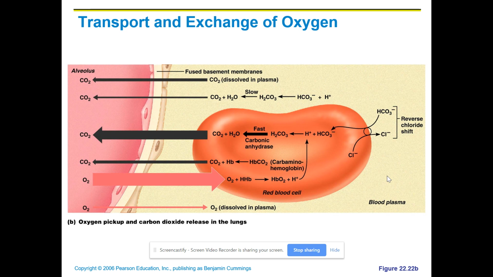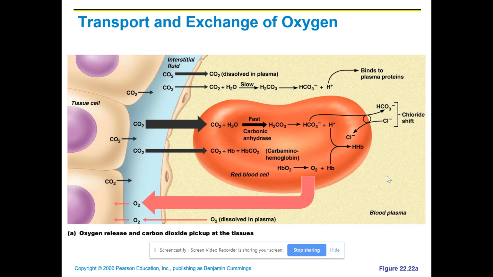This shows oxygen from the alveolus entering the blood. Most of the oxygen is going to enter the red blood cell. It's going to combine with hemoglobin and give us oxyhemoglobin. Remember, a small amount is going to be carried dissolved in plasma. The only reason this happens is because of diffusion. There's more oxygen in the alveolus than there is in blood.